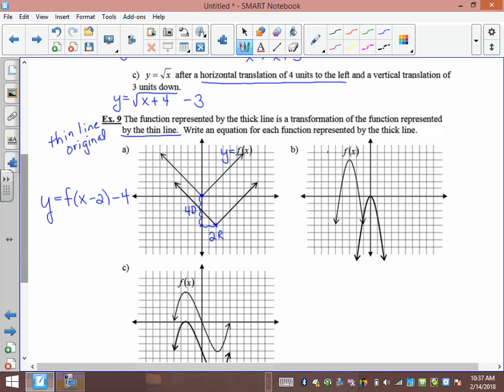So this one is y equals f of x as well. We're going to go from here to here. So 1, 2, 3, 4, 5 down, and 1, 2, 3 right. So we have y equals f of x. It's going to become y equals f of x, what? Minus 3. 5 down.